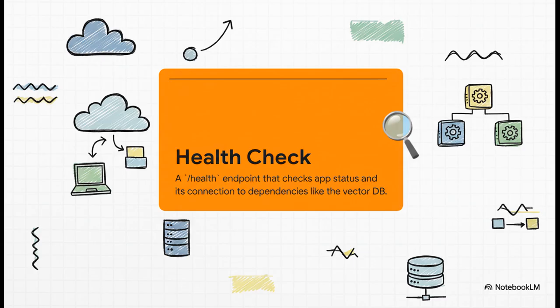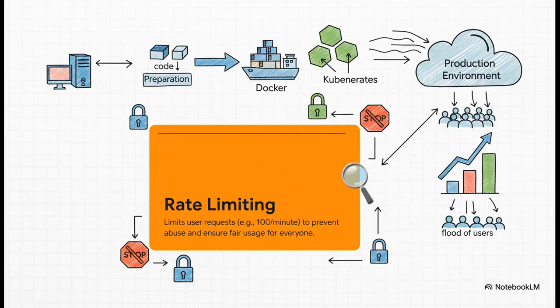It's just a special URL, like /health, that your system pings every few seconds. If it gets a good response, great, the app is healthy. But if it reports back sick, maybe it can't connect to the database or something, the system automatically takes that sick server out of the mix and replaces it with a healthy one. It's all automatic.